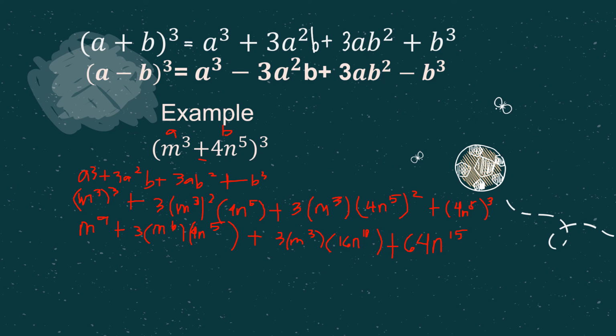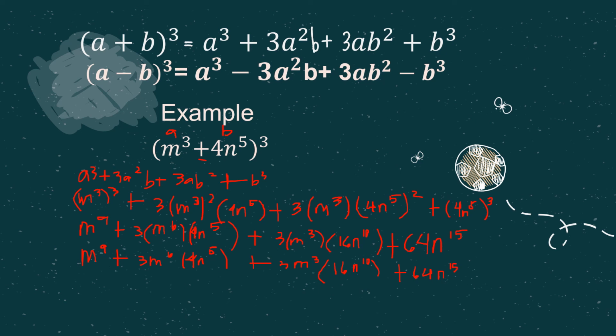And now we combine them, or multiply the terms in the parentheses. So this will be m to the 9th power plus 3 times m to the 6 is 3m to the 6th power times 4n to the 5th power, plus 3 times m to the 3rd is 3m to the 3rd power times 16n to the 10th power, plus 64 n to the 15th power.